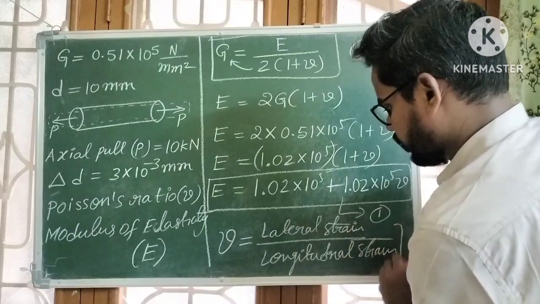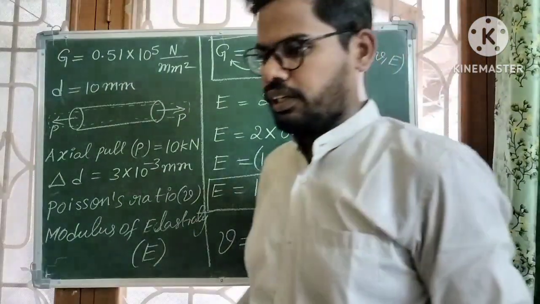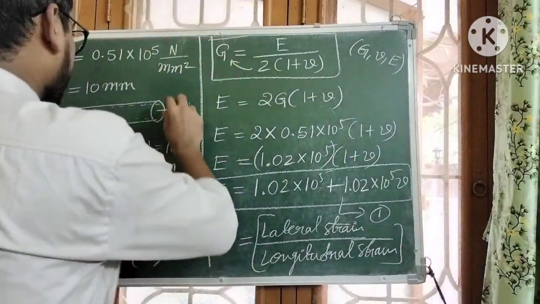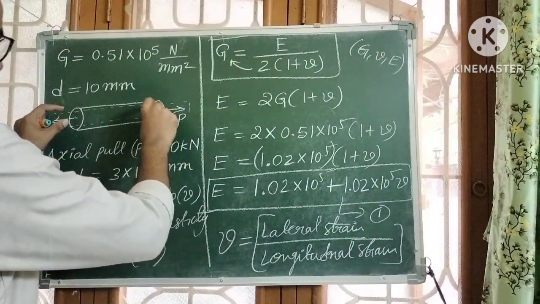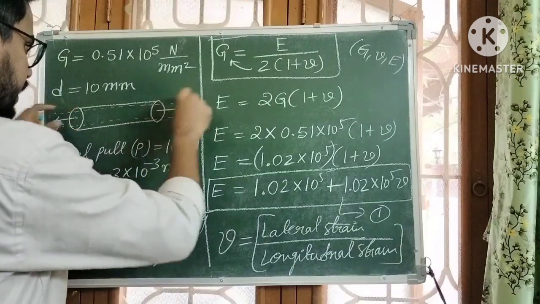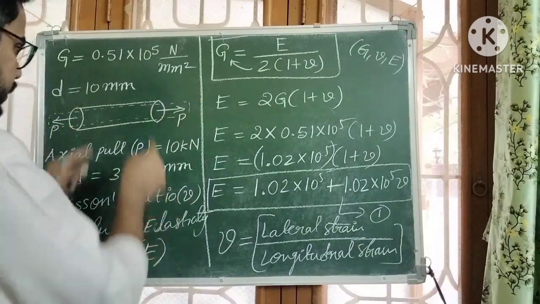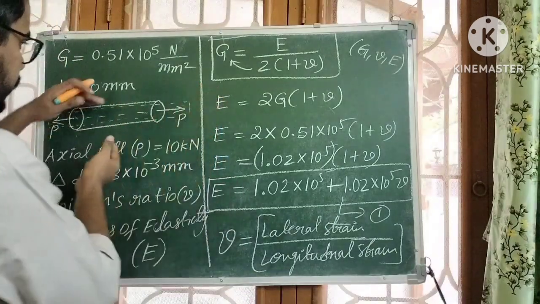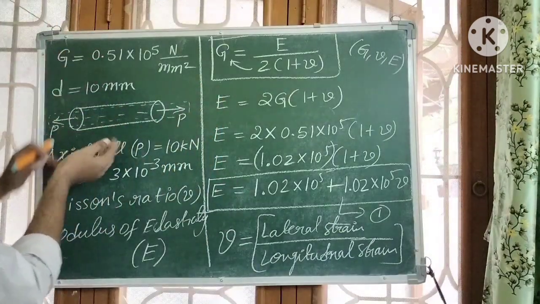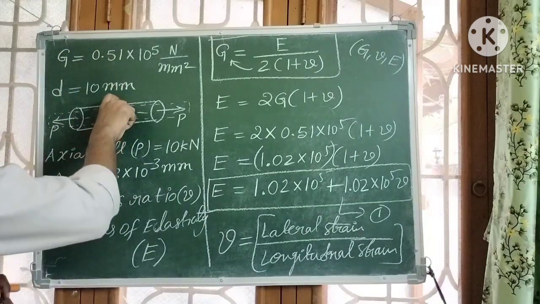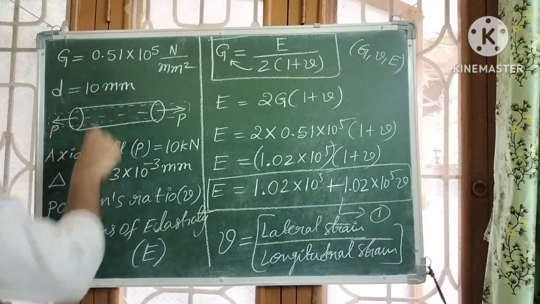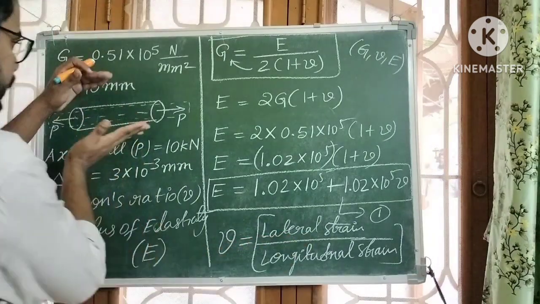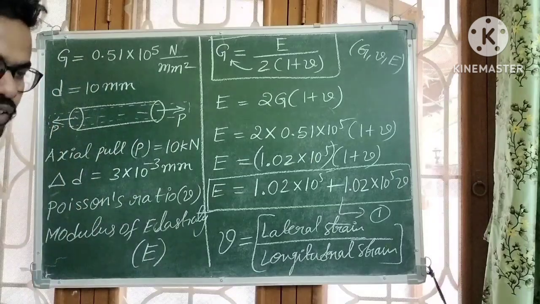Lateral strain by longitudinal strain. In general, whenever a rod is subjected to axial pull, we get a longitudinal strain along the length. Along the diameter, in the perpendicular or lateral direction, we get lateral strain, or diametral strain. So lateral strain is also known as diametral strain. Diametral strain means change in diameter by original diameter.